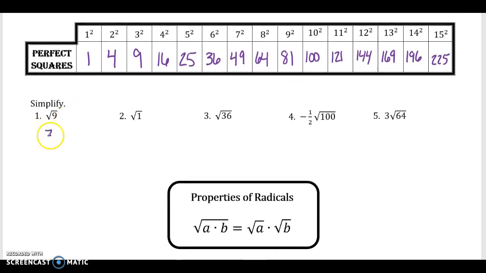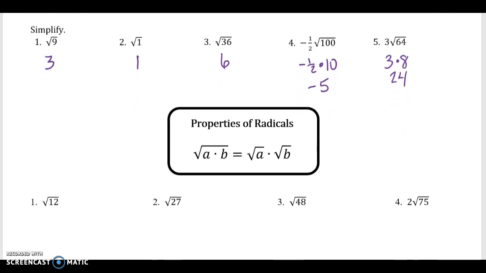Square root of 9, of course, is just 3. Square root of 1 is 1. Square root of 36 is 6. When you have a number out in front, a coefficient of sorts, you just multiply. So the square root of 100 is 10. Think about your order of operations. You do exponents and roots first. And then negative 1/2 of 10 would be negative 5. And again, with this one, 3 out front is just multiplying. And the square root of 64 is 8. And 3 times 8 is 24. So we'll be using some of those facts as we go along.